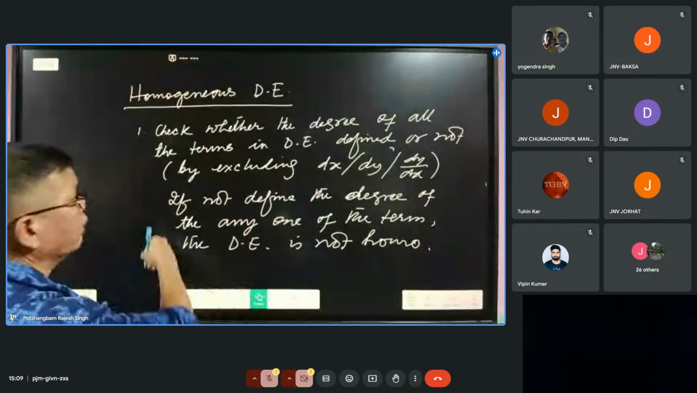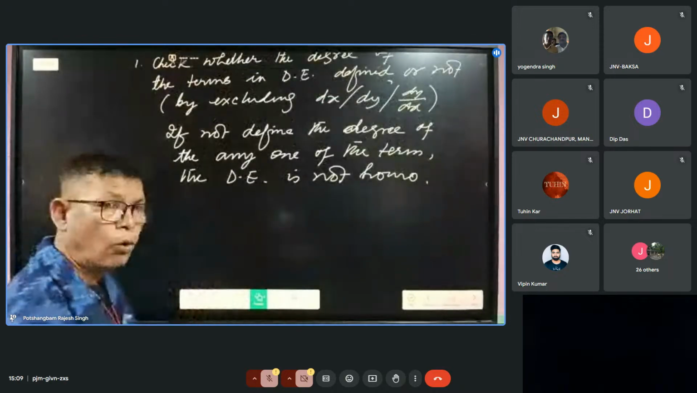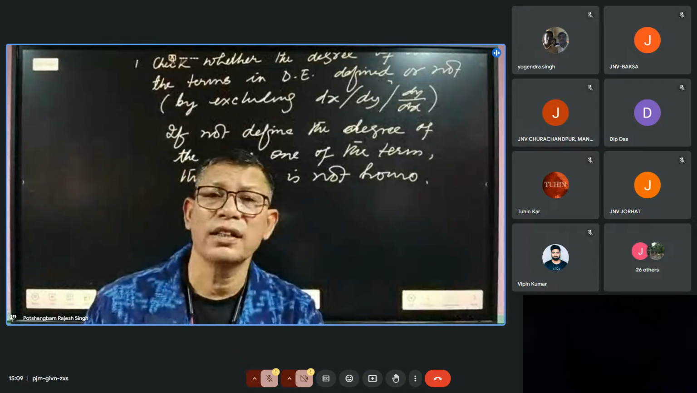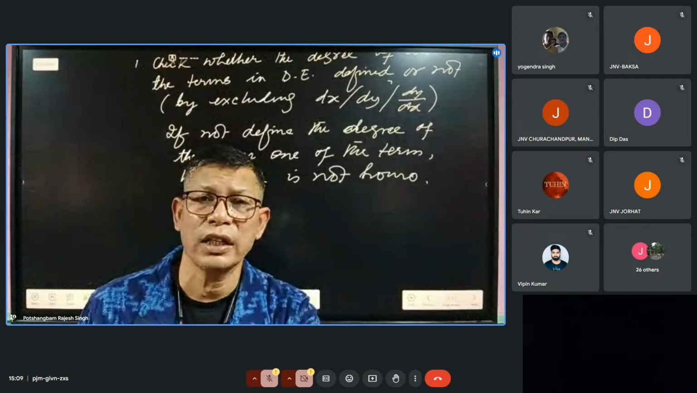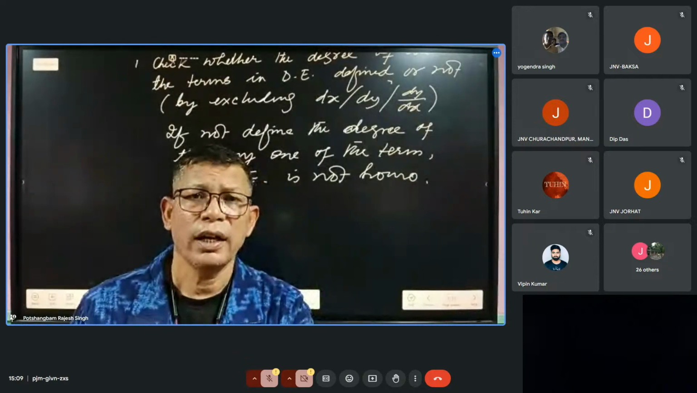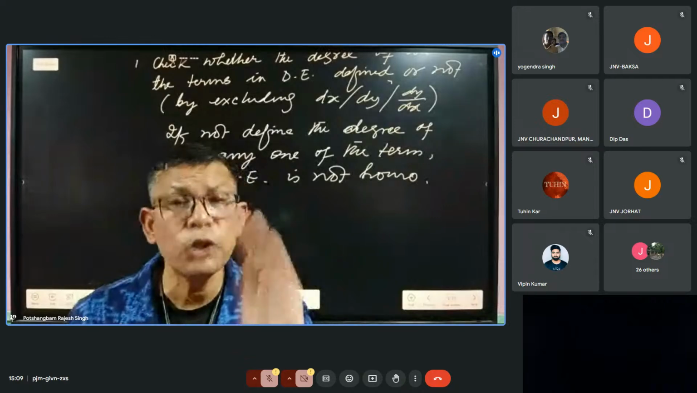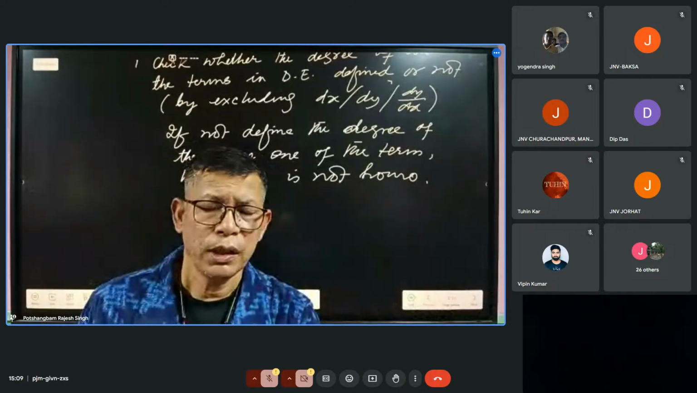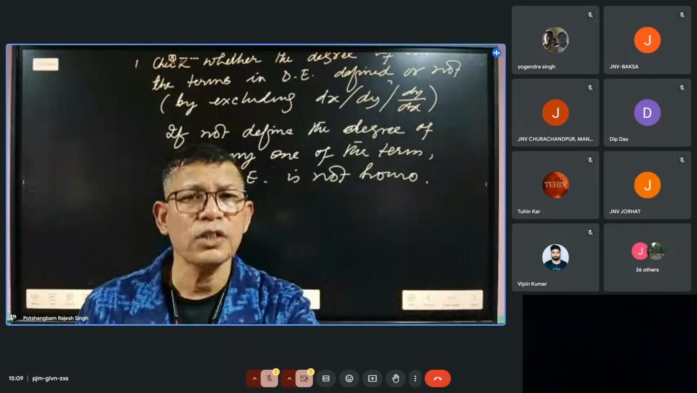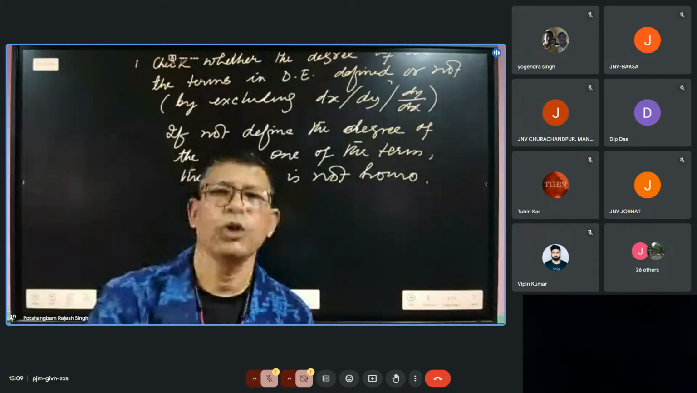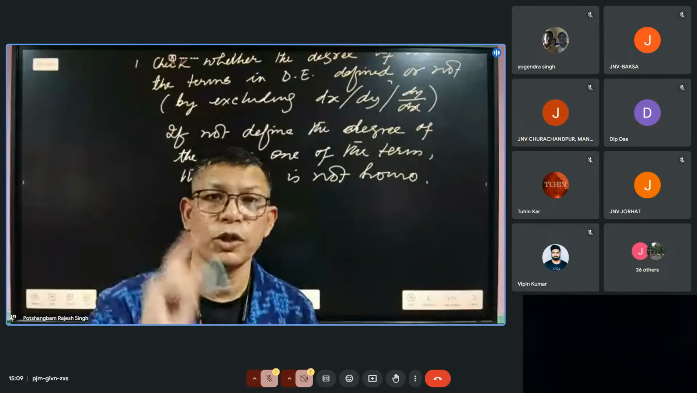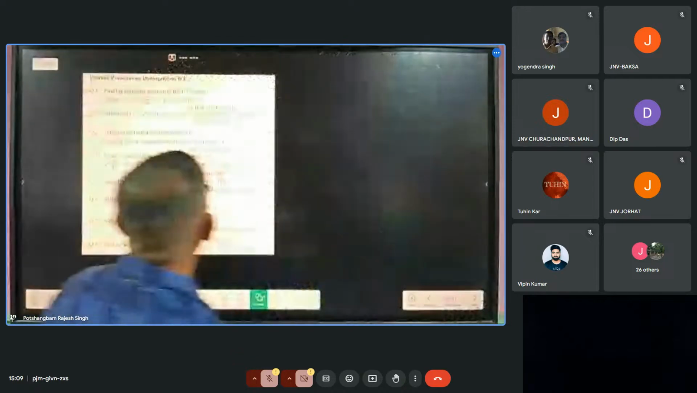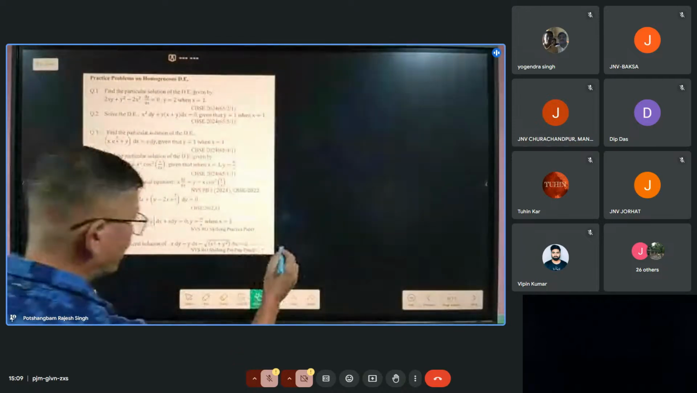On the other hand, if all the terms define their degree, so the first term defines its degree, the second term defines its degree, the third term defines its degree, at that time you need to check whether the degrees of the terms are the same or not. If all the terms have the same degree, it is sure that the differential equation is homogeneous. So, for example, let me give one example here.